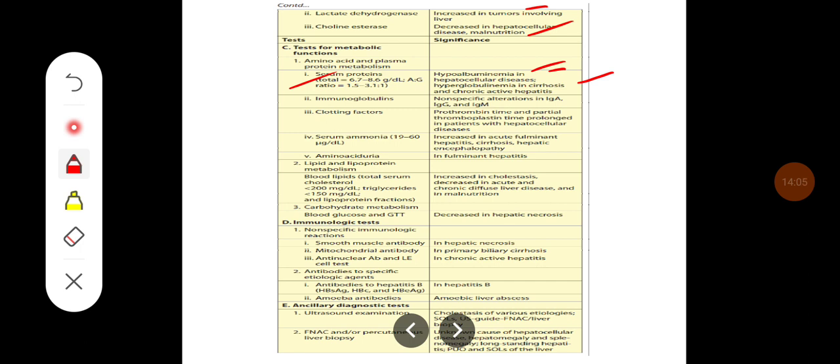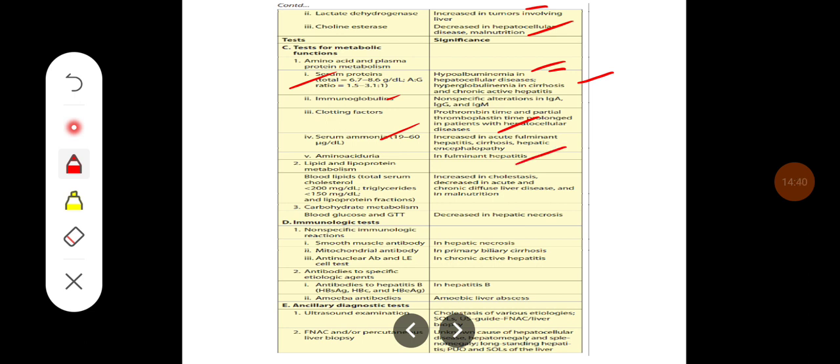So the estimation of immunoglobulin will lead to non-specific alteration in the IgA, IgG, and IgM. So that can occur in liver disease. The clotting factors, prothrombin time and partial thromboplastin time, are prolonged in liver disease. The serum ammonia is increased in acute fulminant hepatitis, cirrhosis, and hepatic encephalopathy. Aminoaciduria is seen in fulminant hepatitis.